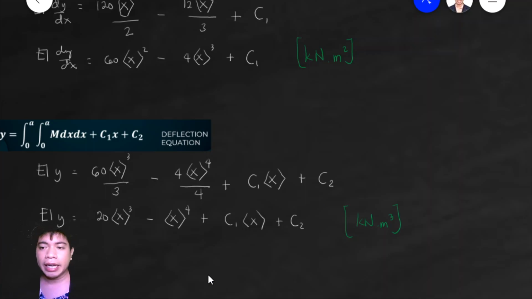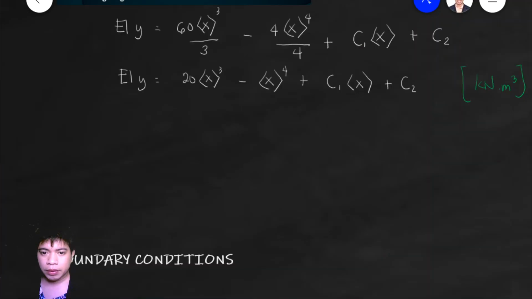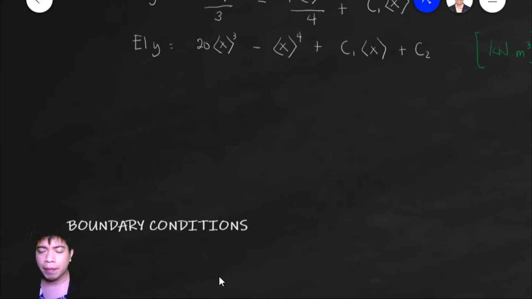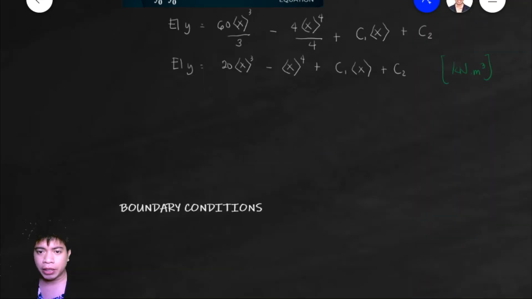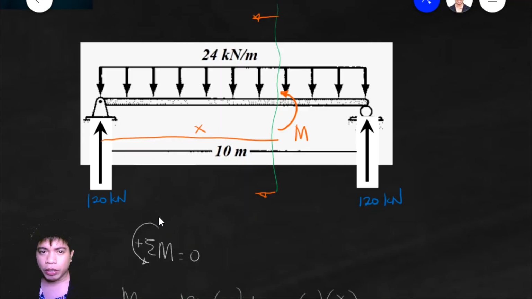Okay, so now we need to compute the values of C1 and C2. We will use boundary conditions. So how do we do boundary conditions? We look at our beam, guys. So let's go up. This is our beam. At the leftmost support, this is a hinge. As we said earlier, a hinge cannot have vertical deflection, so this member cannot move vertically.